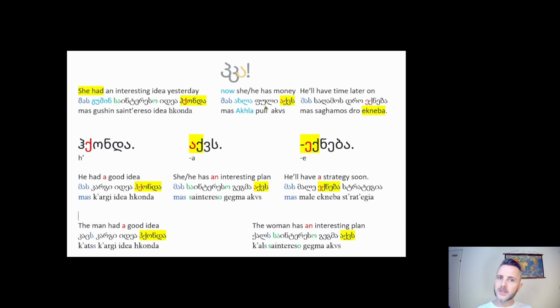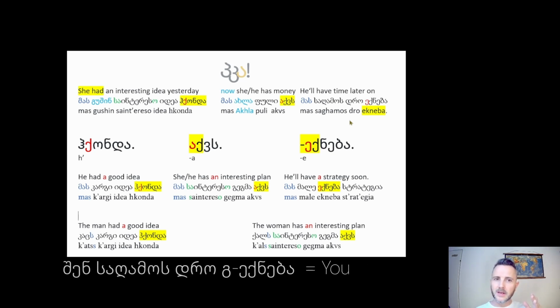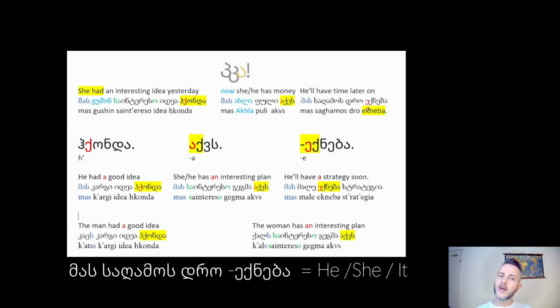Mas ax. Puli, achla, mas achla puli ax, same thing, he or she has money. Later on, saramos, in the evening, you'll have time. Shen, saramos dro gekneba. But if he'll have time, mas saramos dro ekneba. So the mas and the ekneba go together.